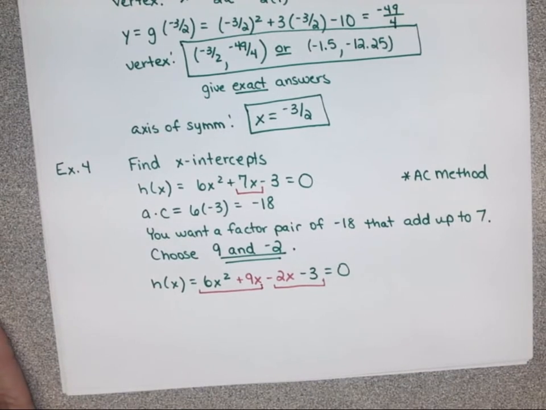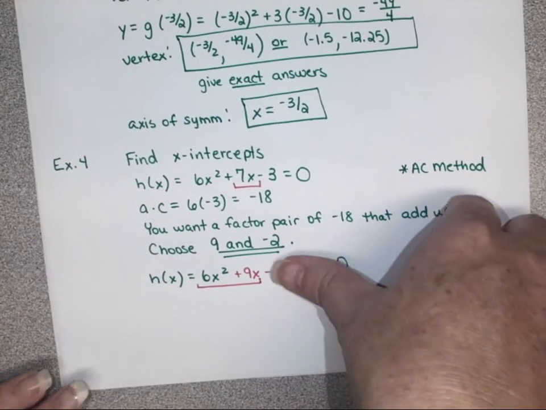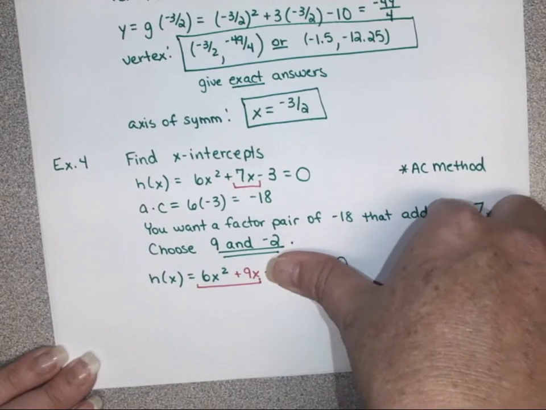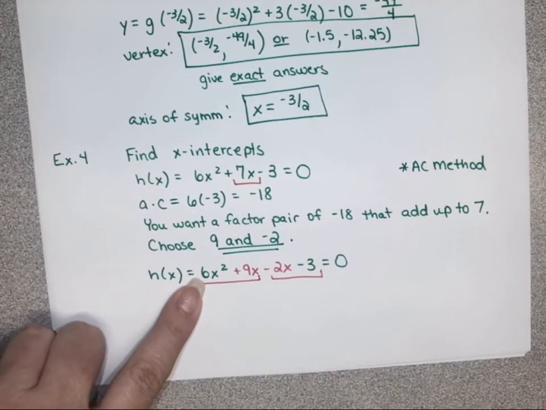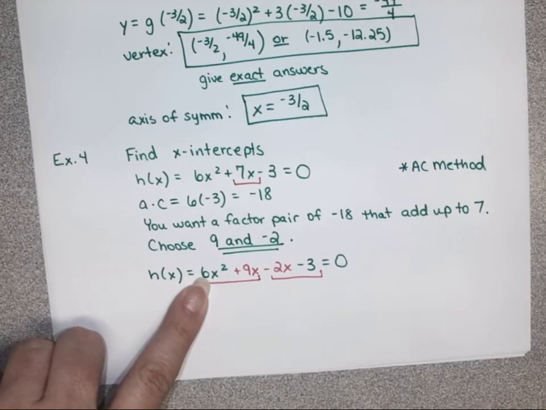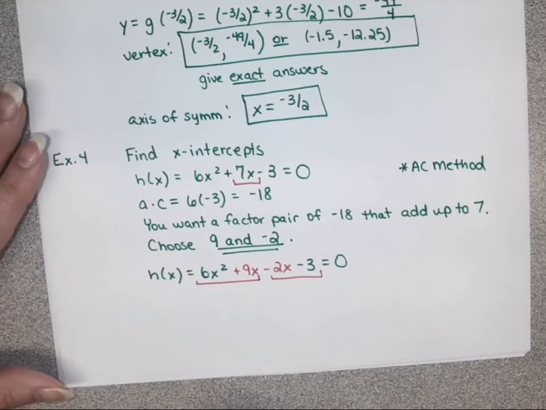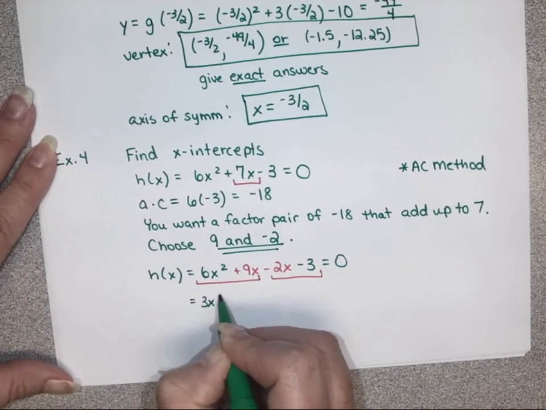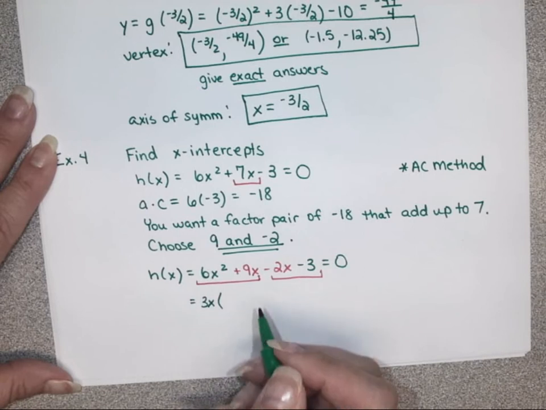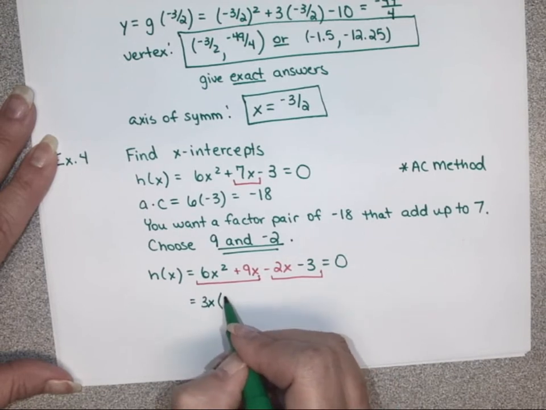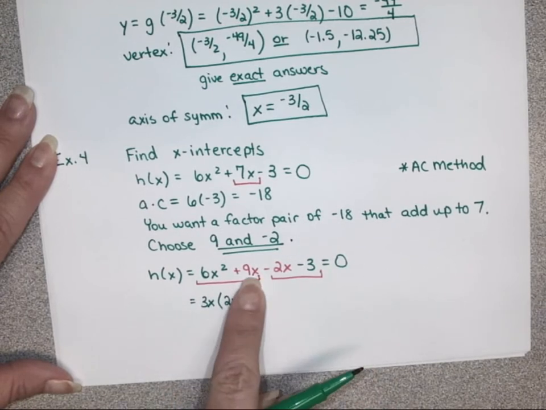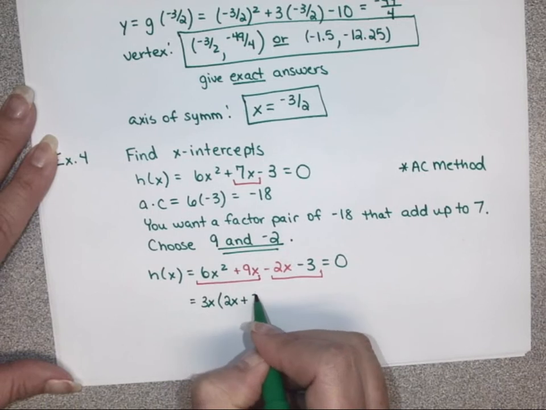Okay, so now that it's in 4 terms, I can forget these second 2 terms, right? And I can just ask myself, what could I pull out of the first group? What do they have in common? 3 and an x, right? And if I divide this by 3x, I still have what? 2x. If I divide this by 3x, I still have what? 3.